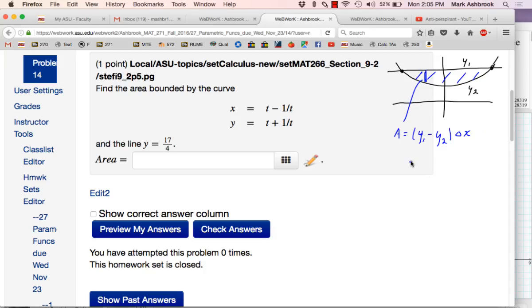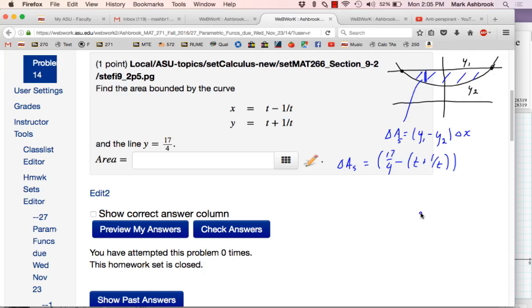So y1 minus y2 would be, what is y1? Well, y1 is our 17/4, right? And then y2 would be the y coordinate on this curve, which in terms of t is given right here. So it'd be minus t plus 1 over t. That would be y1 minus y2, y1 being the constant 17/4, y2 in terms of t. This is delta A of the strip. We're still doing delta A of the strip, just rewriting it in terms of t.